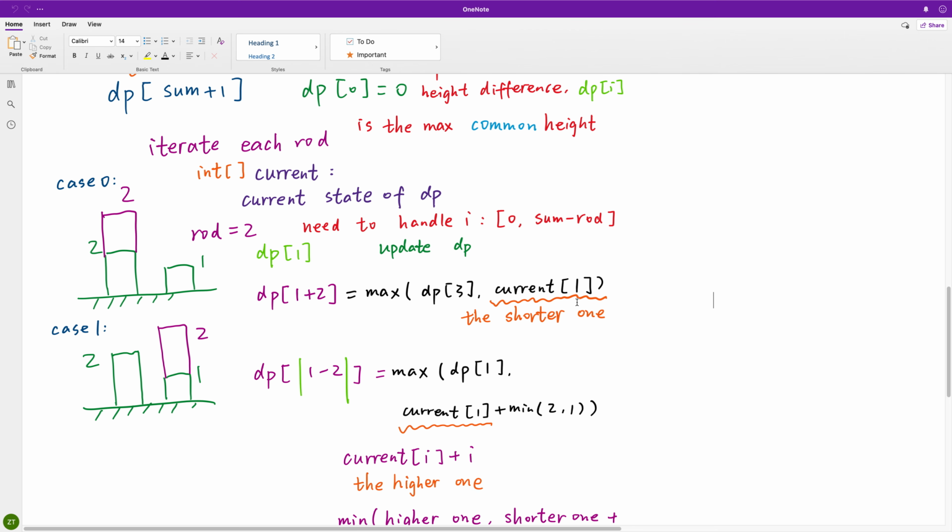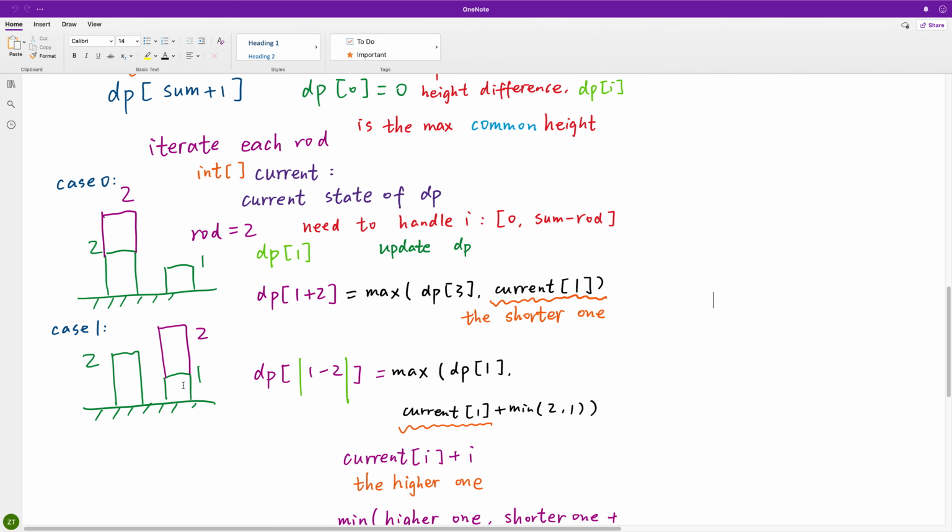So why does current[i] mean the shorter one? Because the current i is the distance. Current i just means the maximum common height, which I said many times, it is the shorter height. So when we put the road on the shorter height, what should we update? It will be the i minus road, because we don't know which is higher, the road or the shorter one. So we just use distance minus road.